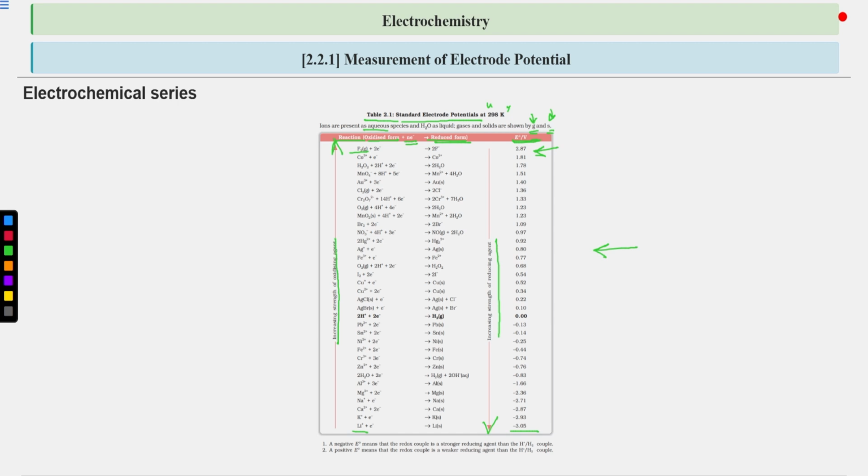Here two points are mentioned. First, a negative E naught means that the redox couple is a stronger reducing agent than the H positive H2 couple. Secondly, a positive E naught means that the redox couple is a weaker reducing agent than the H positive H2 couple. We have positive and negative E naught values, but the H positive H2 couple has an E naught value of 0, so we are comparing with this couple because its E naught is considered as 0.